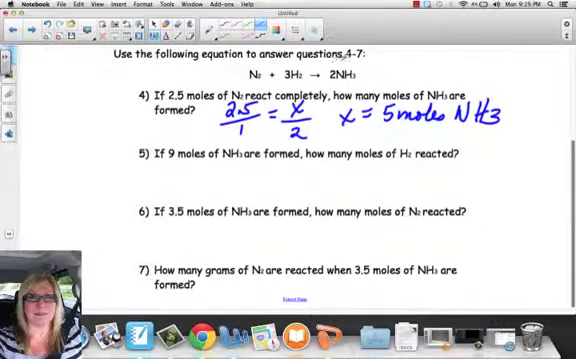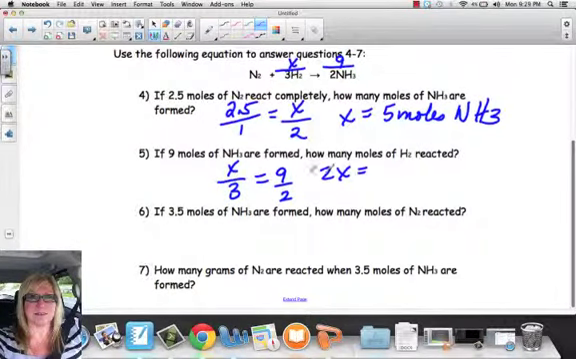If 9 moles of NH3 are formed, how many moles of H2 reacted? My proportion is now x over 3 equals 9 over 2. Cross multiply, 2x equals 9 times 3 is 27. Therefore, 27 divided by 2 is going to be 13.5 moles of H2.